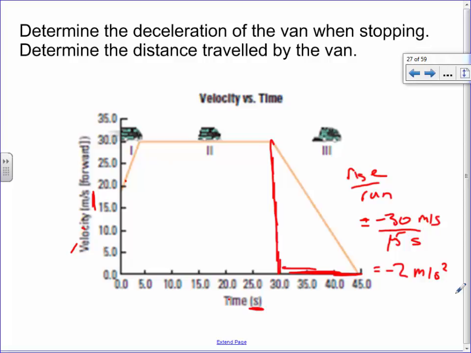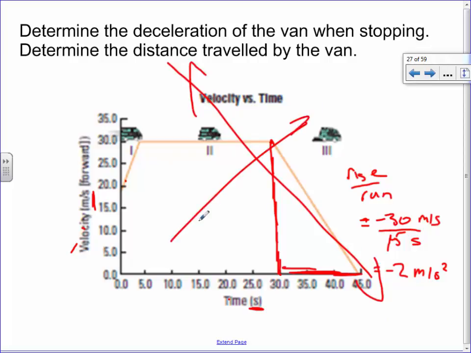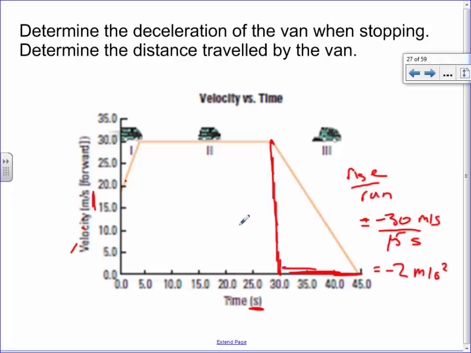Does that make sense? Why is it negative? Say that again? Because it's going from start to finish, like it's going from 30 down to nothing. How do you get from 30 down to nothing? Well, you have to subtract 30 to get from 30 down to nothing. Does that make sense? So, lines that go like this have a negative slope. Lines that go like this have a positive slope. Alright, so there's the first one.